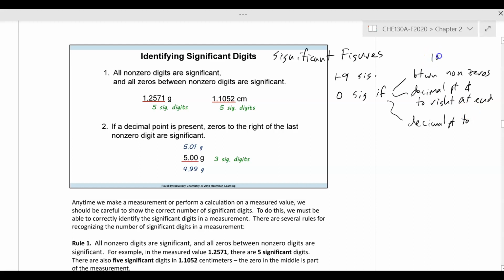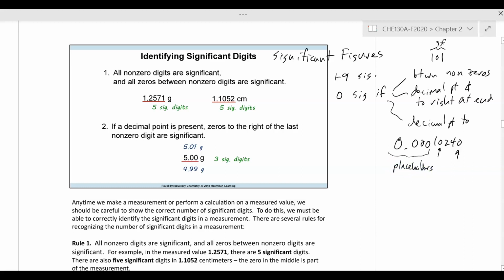So if I've got 101, that has 3 sig figs. The number in the middle is significant. If I have 0.000102440, this 0 is significant because it's between 2. This 0 is significant because it's a decimal at the right of the end. These zeros are all non-significant because they're called placeholders.